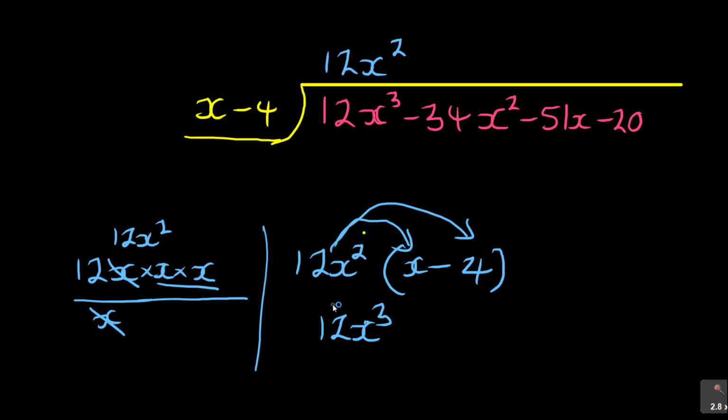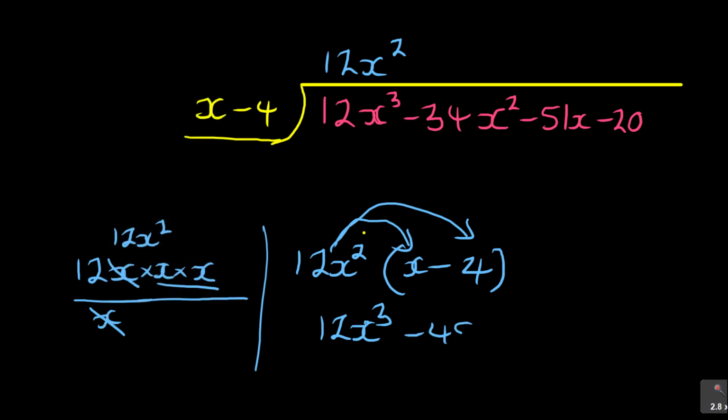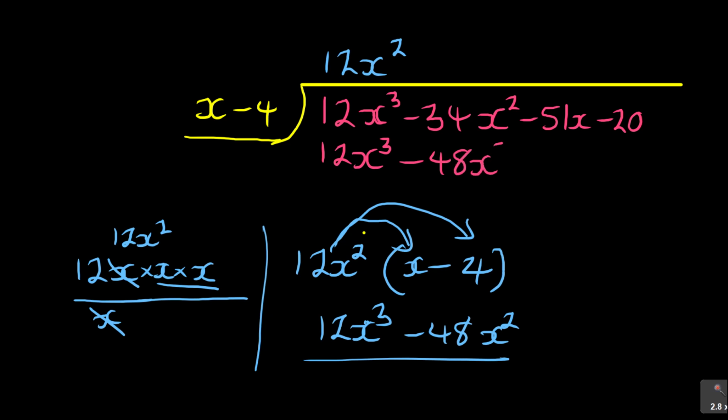So you are multiplying with the calculator 12 times what? You are saying 12 times negative 4. It gives you minus 48. So it's negative 48, but it's x squared. That's what you're going to write here to say 12x cubed minus 48x squared. What are you going to do? You rule off, you put a bracket, you say minus.